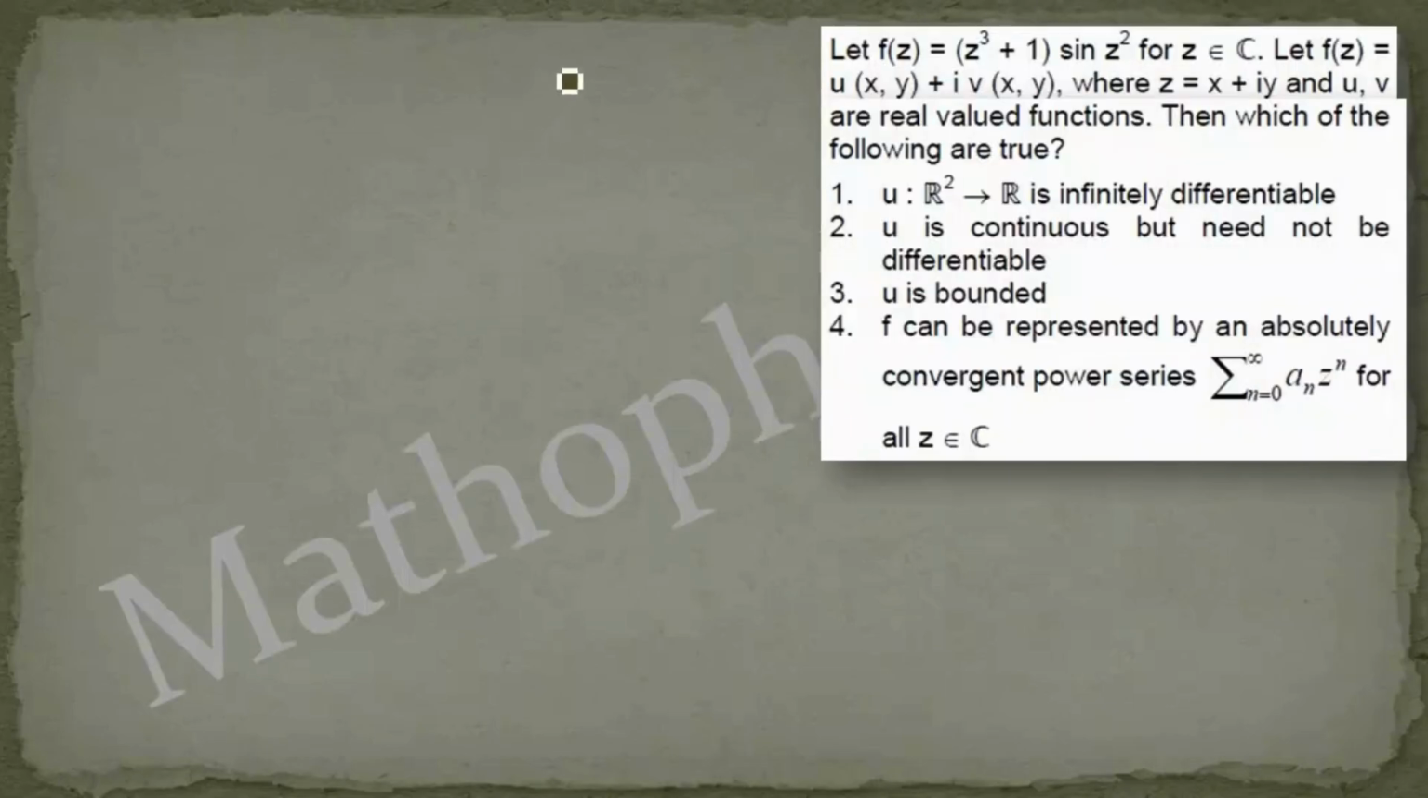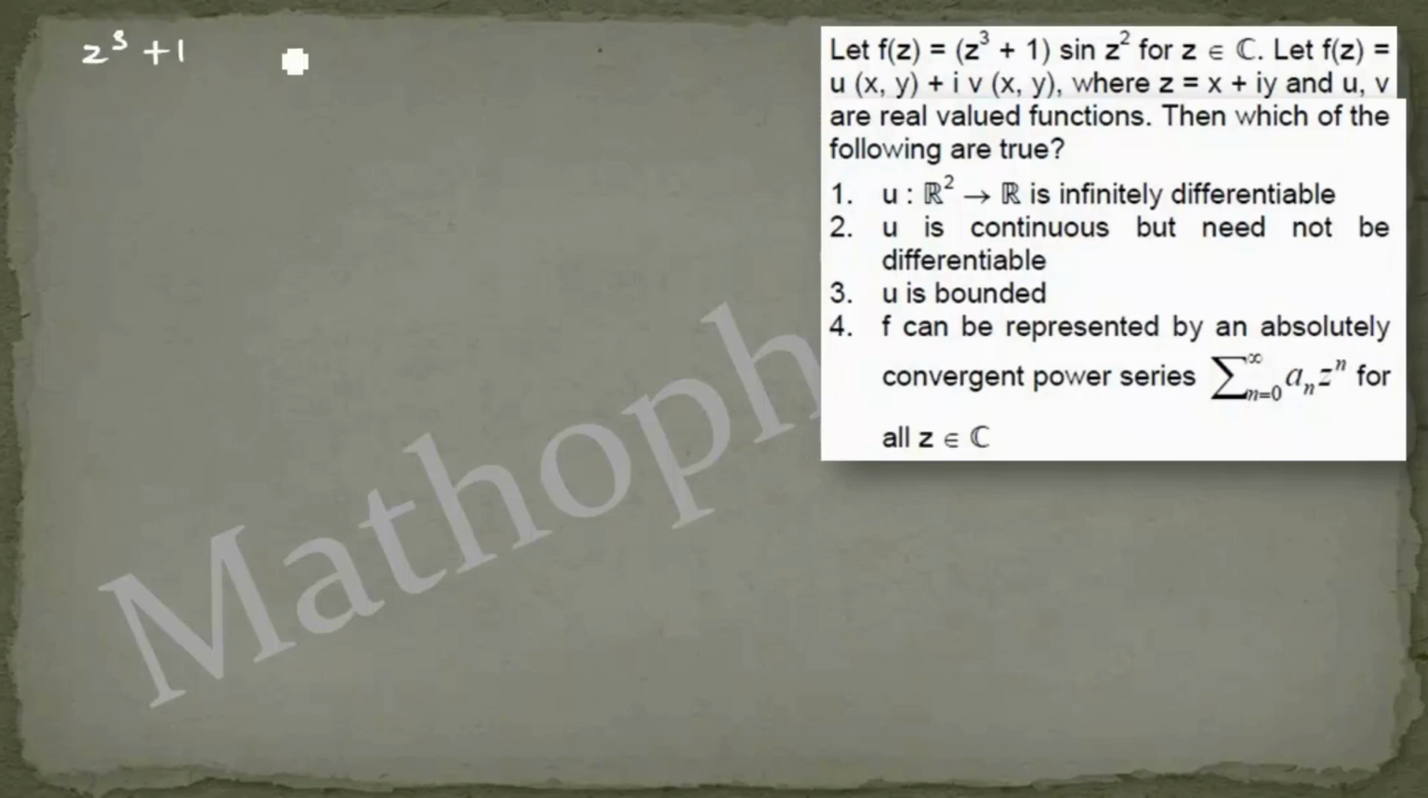First question, let f of z is equal to z cube plus 1 into sin z square for z belongs to C. And let f of z is equal to u plus iv where z is equal to x plus iy and u and v are real valued functions. Then which of the following are true? u is infinitely differentiable, u is continuous and bounded, and f has an absolutely convergent power series. They have asked this. First let's analyze f of z.